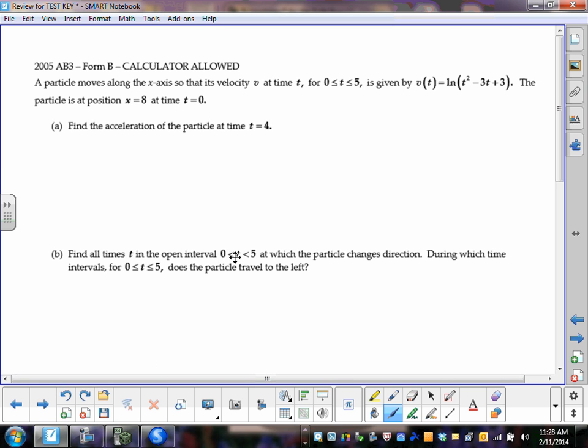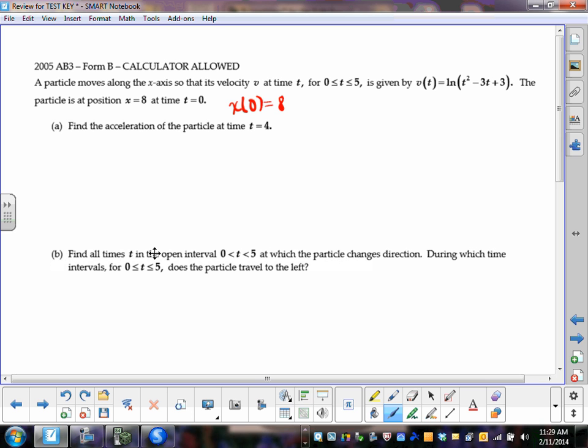Okay, so the last free response, and then we'll record a new video for multiple choice, says, a particle moves along the x-axis, so its velocity is given by the function. The particle has a position of 8 at time 0. So that really means x of 0 equals 8.